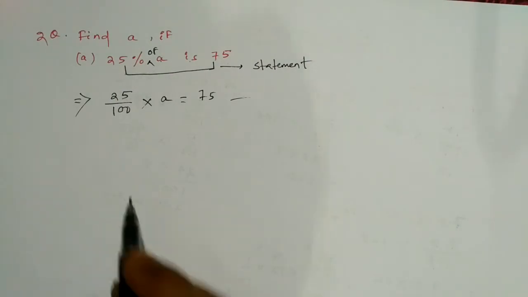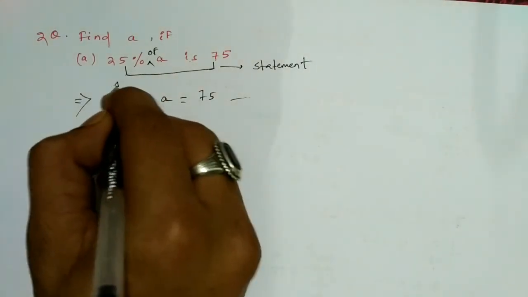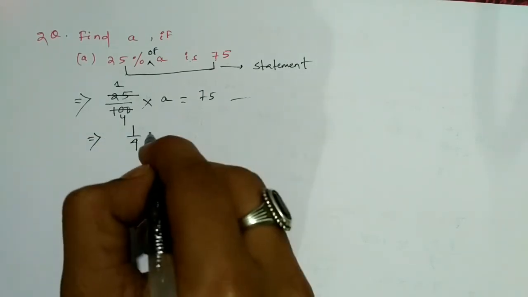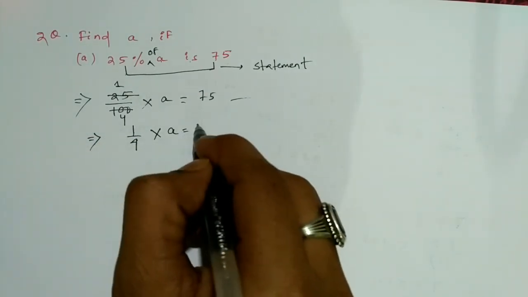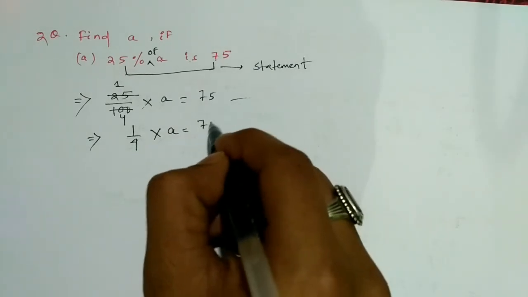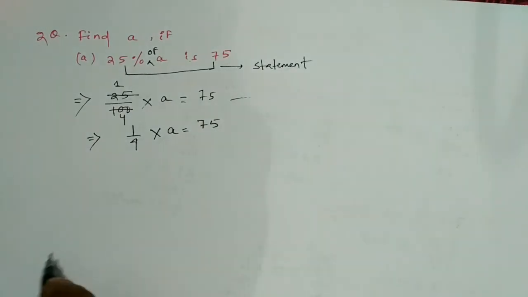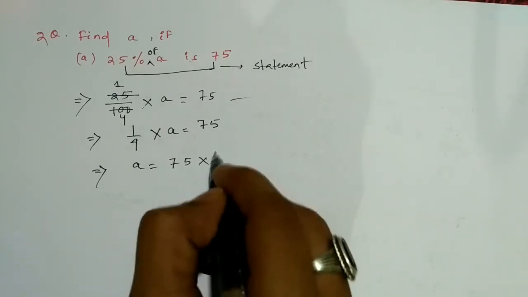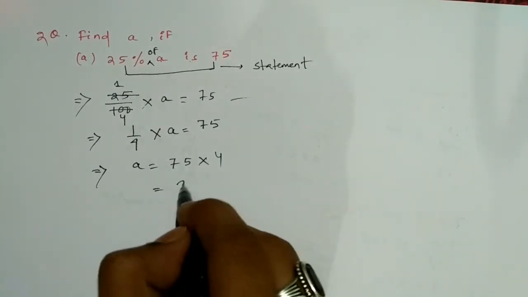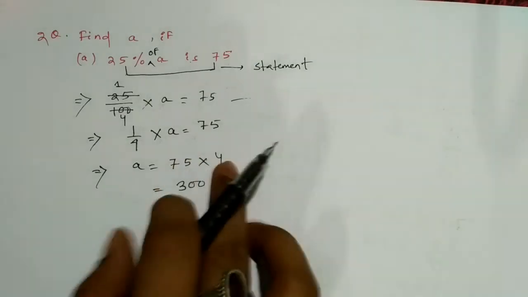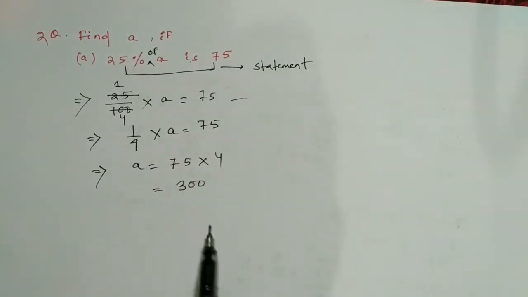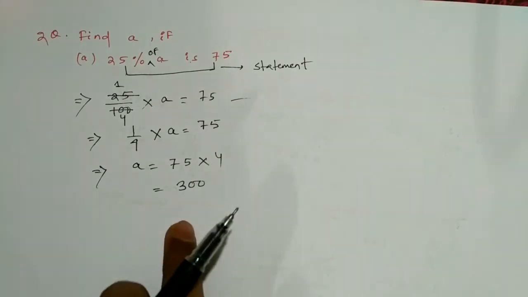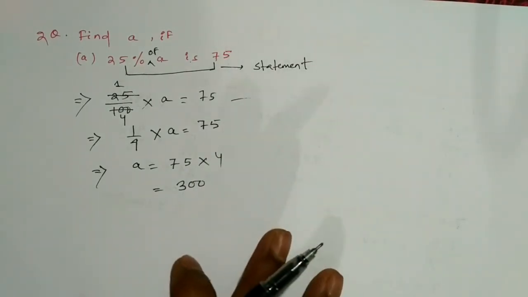Now it is simple. We can say 25 ones are 25, 25 fours are 100. So it will be 1 by 4 multiplication with a is equal to 75. So the value of a will be 75 into 4. So it will be 300. No need to calculate 75 into 4 the long way. Don't do this type of multiplication.